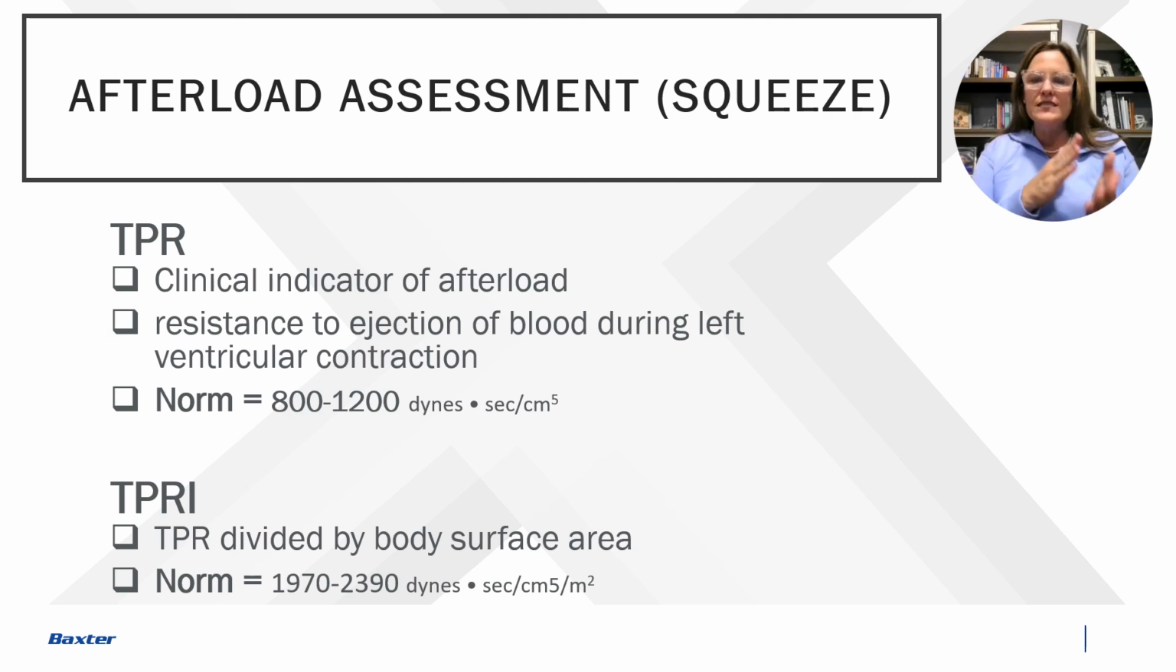Like we mentioned earlier, normal is 800 to 1200. Let's say it together: 800 to 1200. So if that number is lower, we're more dilated, and if that number is higher, we're more constricted, right? Excellent.